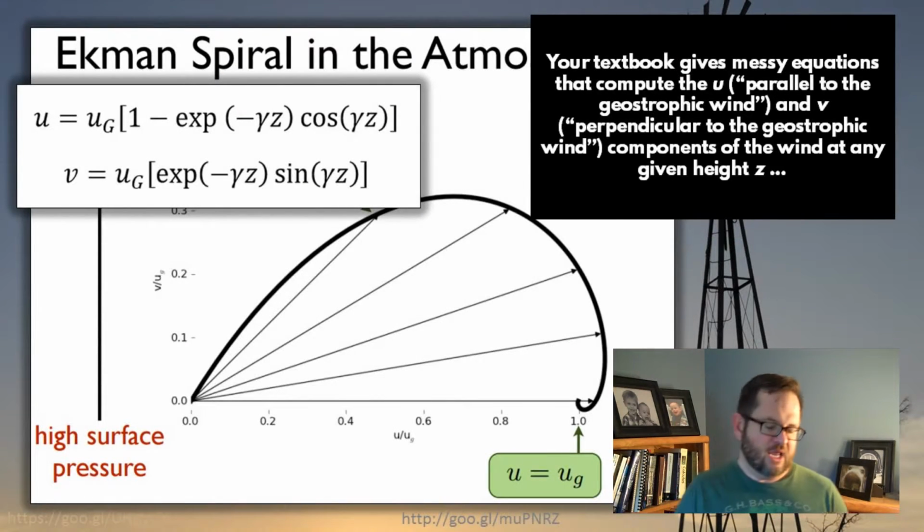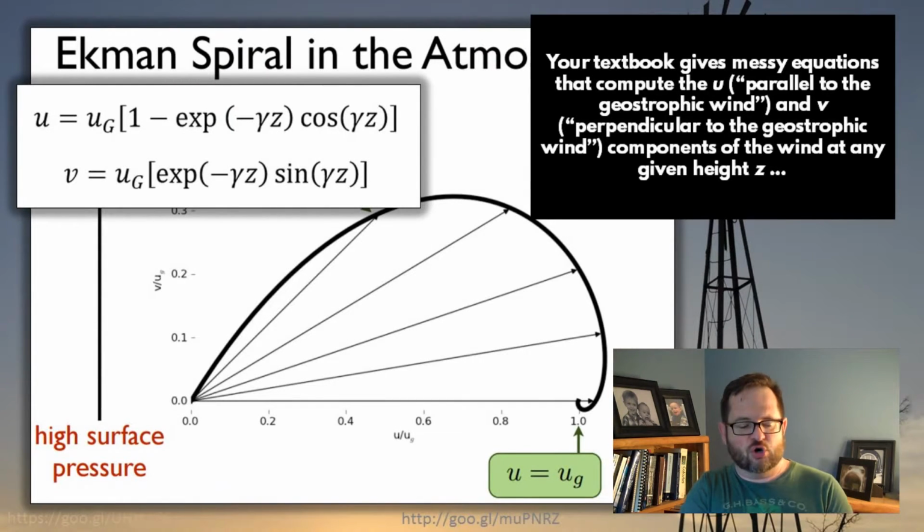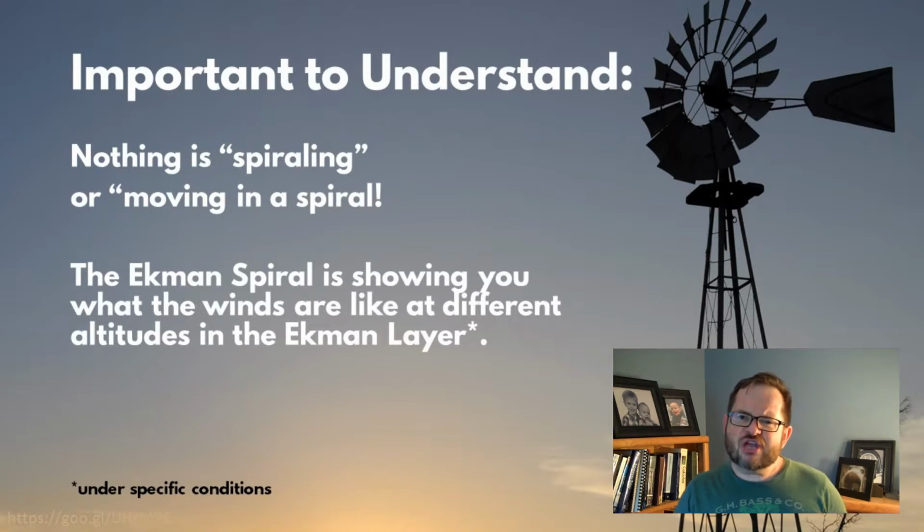For what it's worth, your book points out that the Ekman spiral is a graph of an equation. In fact, it gives you the equation here, and it's a fairly messy equation that's hard to work with, because it gives you the Ekman spiral in terms of the u and v components of the vector, u being, in this case, parallel to the geostrophic wind, and v being the component perpendicular to the geostrophic wind. That's all really hard to think about. And it's got this lowercase gamma in it that your book explains, and it has this U_g, where U_g is the speed of the geostrophic wind. It's a mess. Doing the math of the Ekman spiral is not really what I want to do here. Okay? I want you to understand, though, when you're looking at the Ekman spiral, nothing is spiraling. Okay?